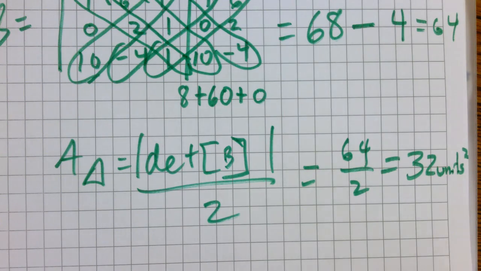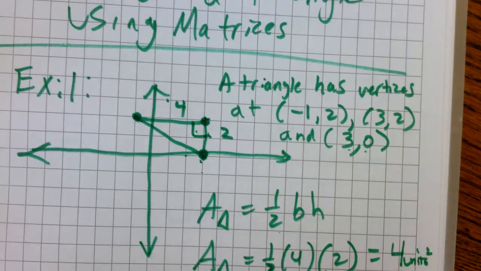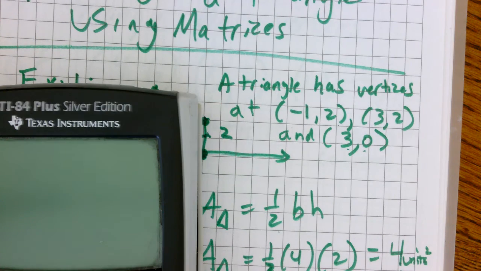I'm going to show you how you could also do this in the calculator. Go back to the first example. If I just want to find the area of those vertices, all I do is type the coordinates in. I'm going to go to matrix.